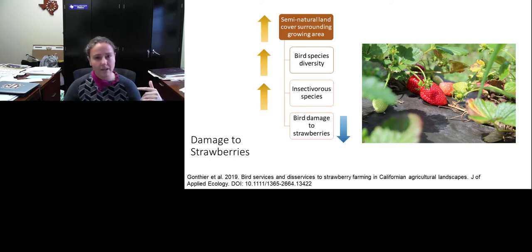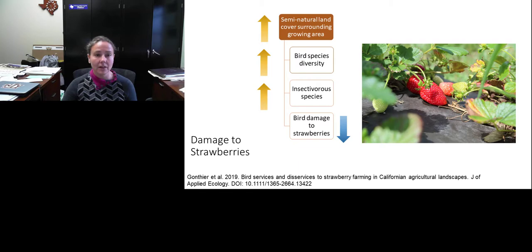It's just interesting. When they looked at what was going on around the strawberry farms they were investigating, they saw an increase in semi-natural land coverings surrounding these growing areas, and an increase in bird species diversity that was encouraged by that natural landscape. In particular, they saw an increase in insectivorous species. So there's a shift in the species of the birds, encouraging more of those insect-eating birds, and you have fewer of those fruit-eating birds in that bird population.